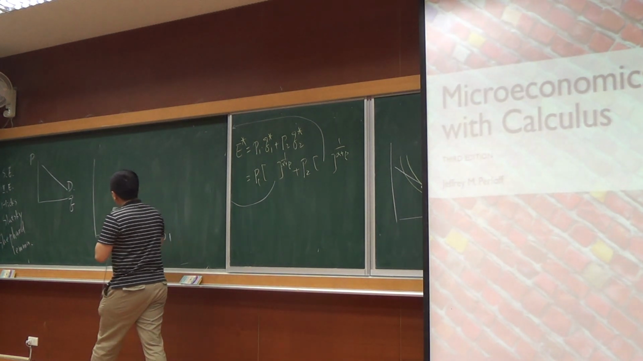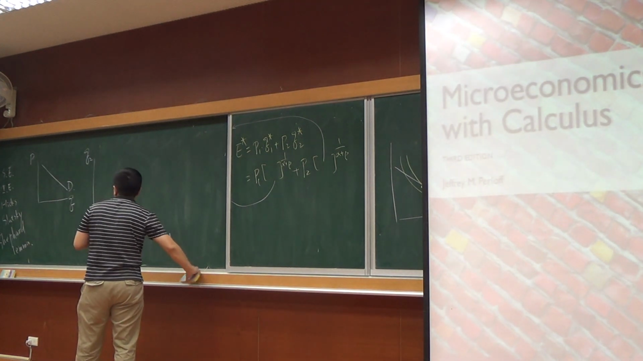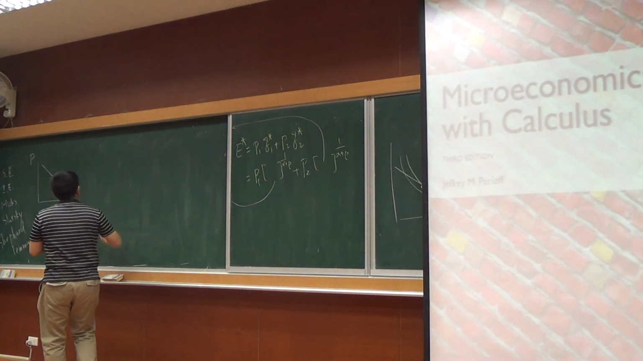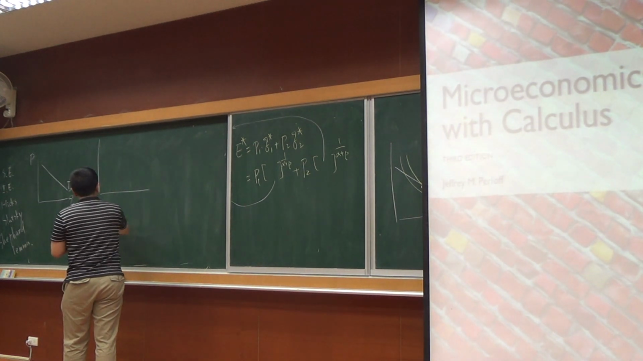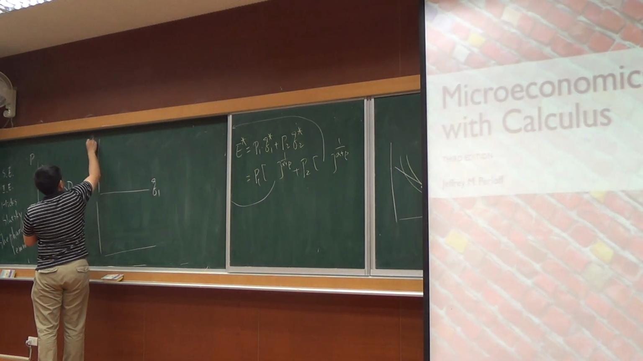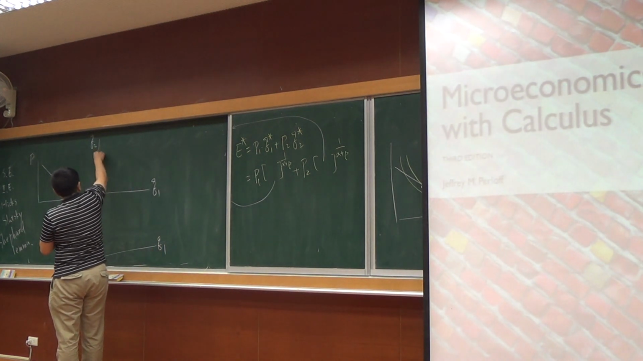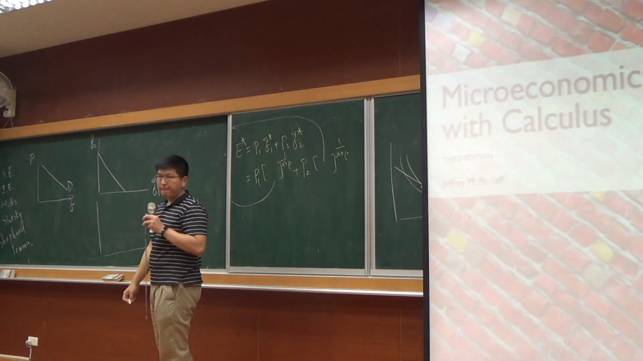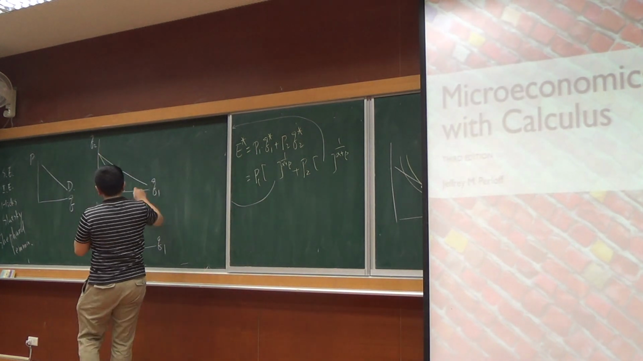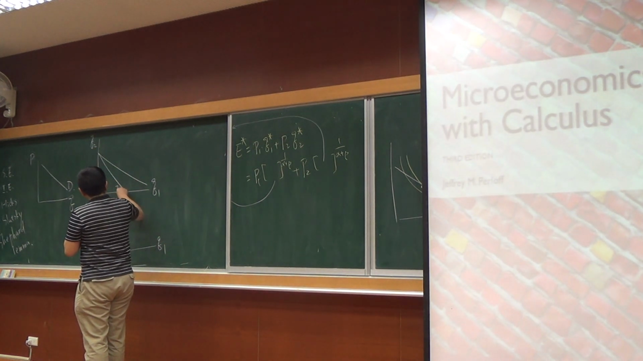Q1 and Q2. Once again, Q1, Q2, Q1. Okay, now we have a budget line here. And we have another budget line here. So we say this would be I1 and I2.